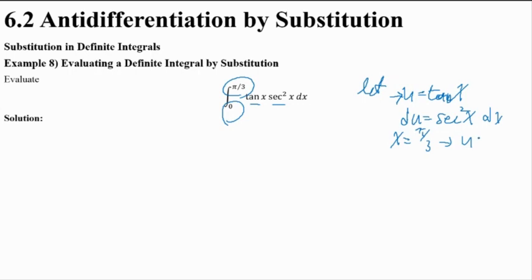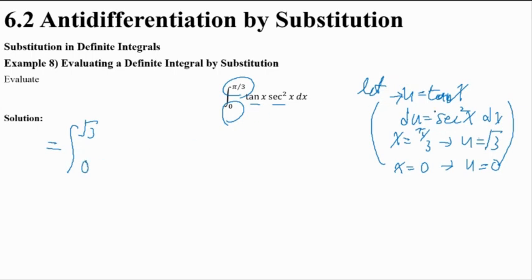Okay. Just plug in and see how much it will come out. That will be square root of 3. How about when x is 0? u will also be 0. Right now, we can plug in, I mean substitute. So first of all, upper boundary pi over 3 goes to square root of 3, and 0 goes to 0, the same.